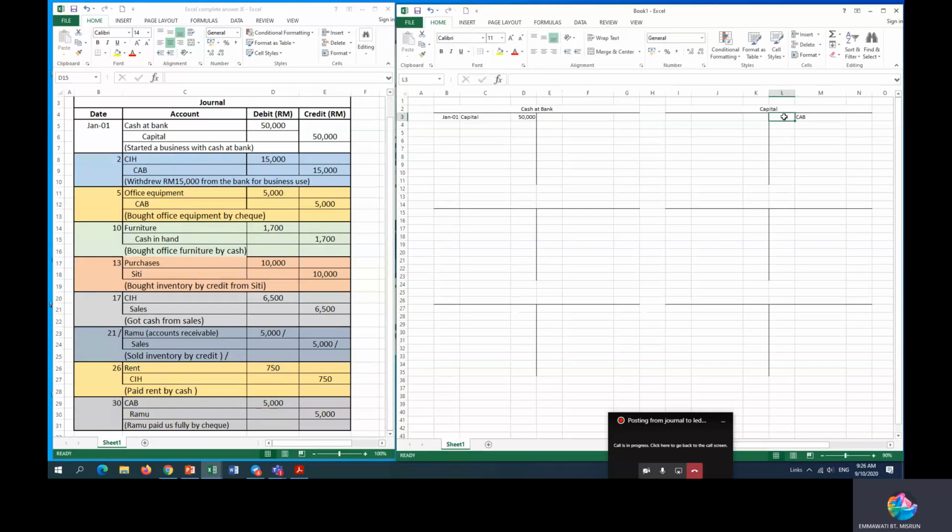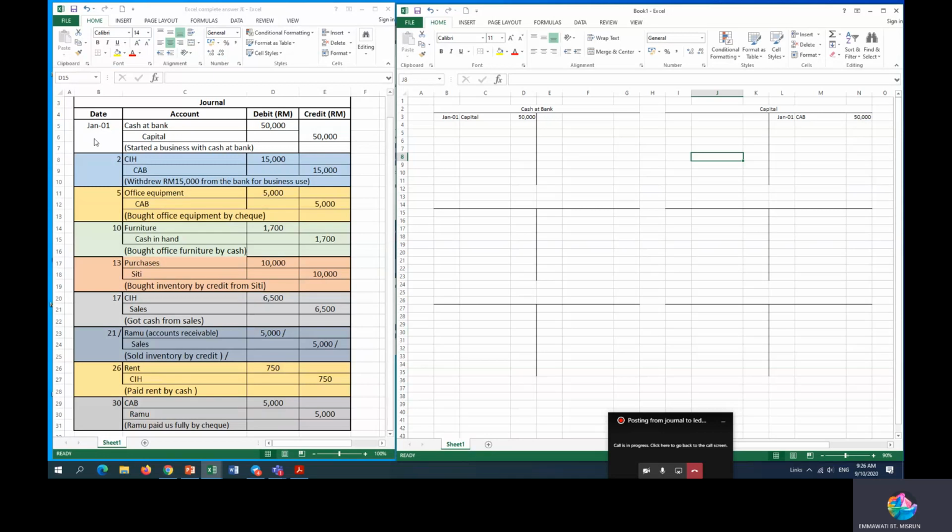Okay. And don't forget the date. It is January 1st. And the amount is 50,000. So you should have 50,000 on the credit side of the capital account.